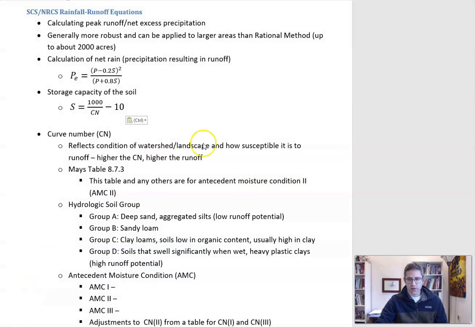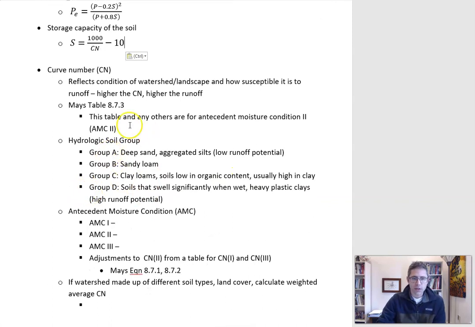All right. Back to this view. So curve number, there's a table. That table and any others are for antecedent moisture condition 2, which we'll talk about in a second. But here's the hydrologic soil group stuff. This is a very common designation in civil engineering. You'll probably see it quite a bit throughout your career.